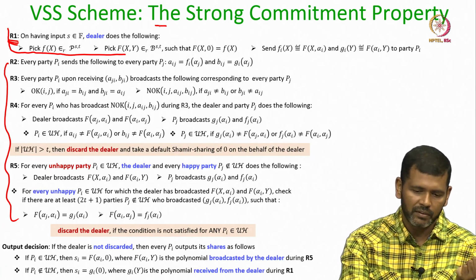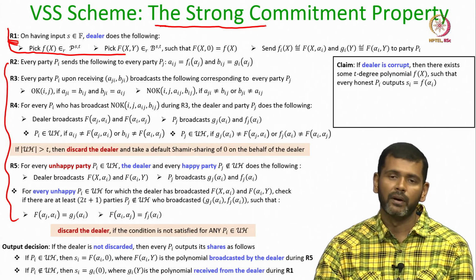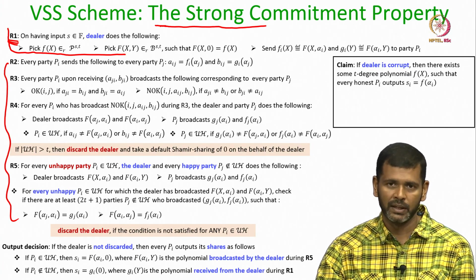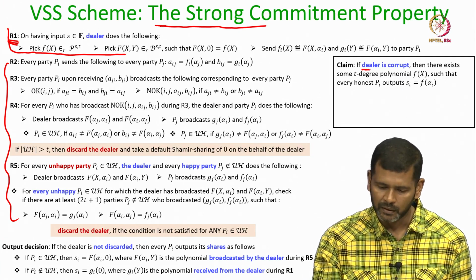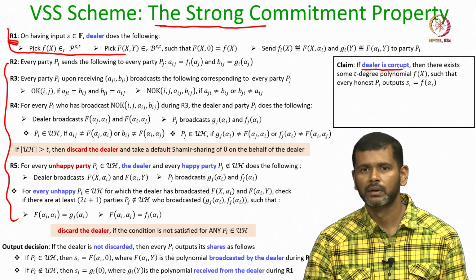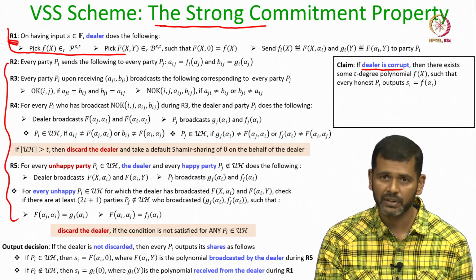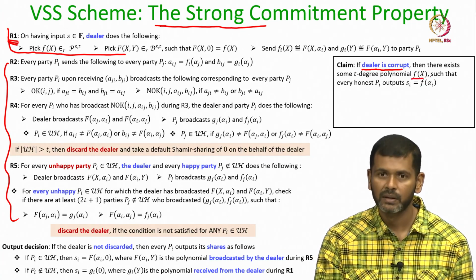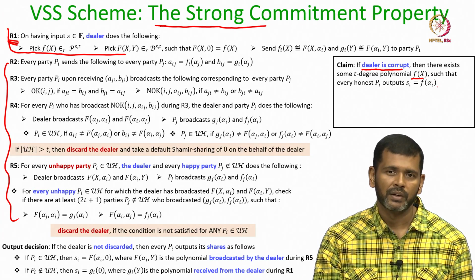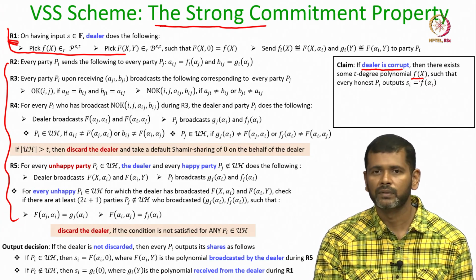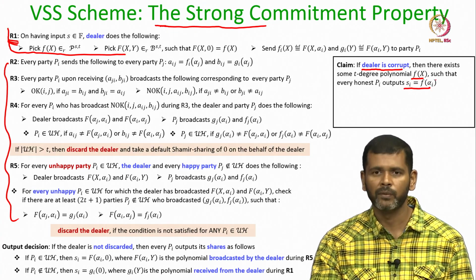Based on all these things, we will now want to show that a strong commitment property is achieved, for which we have to consider a potentially corrupt dealer. So, we want to show here that if the dealer is corrupt, then at the end of the sharing phase there exists some t degree Shamir sharing polynomial f(x) such that every honest party Pi outputs a share which is the value of this Shamir sharing polynomial at x equal to alpha_i. That is what we want to show.